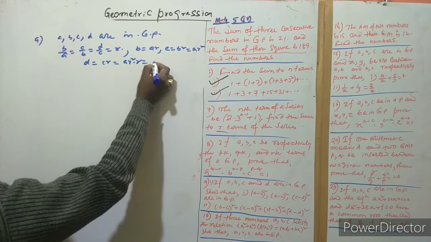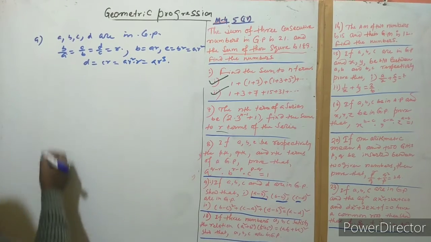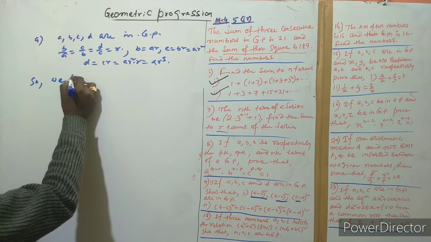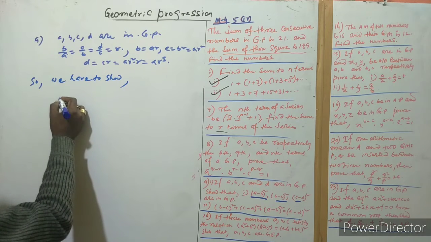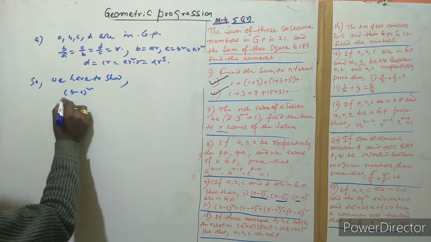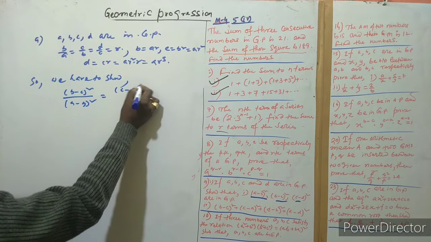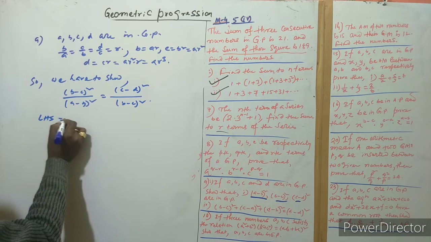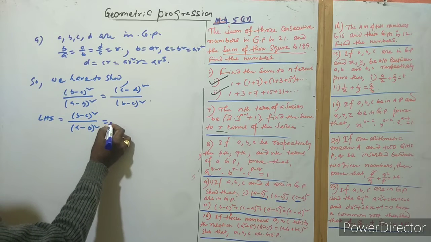AR square into R, so AR cube. Now we have to show these three are in GP. I have to show this is (B minus C) by (A minus B) whole square, and that is (C minus D) by (B minus C) whole square. Left hand side is equal to (B minus C) whole square by (A minus B) whole square.